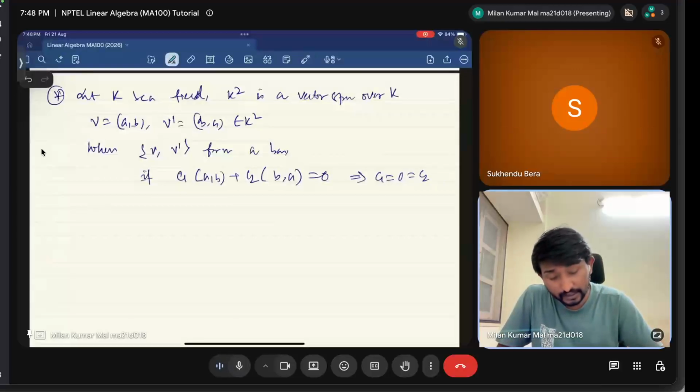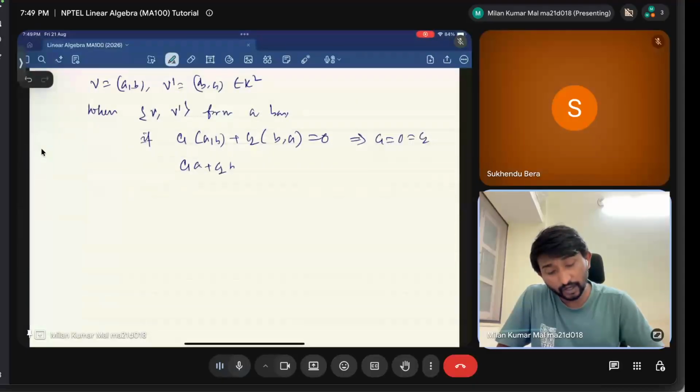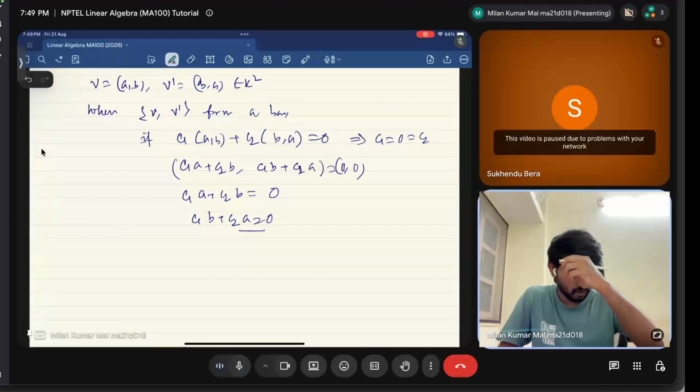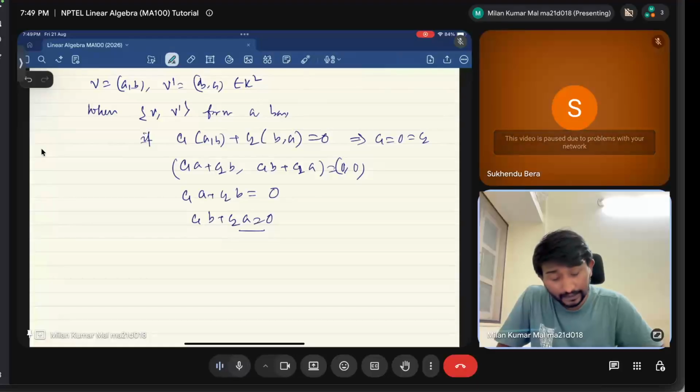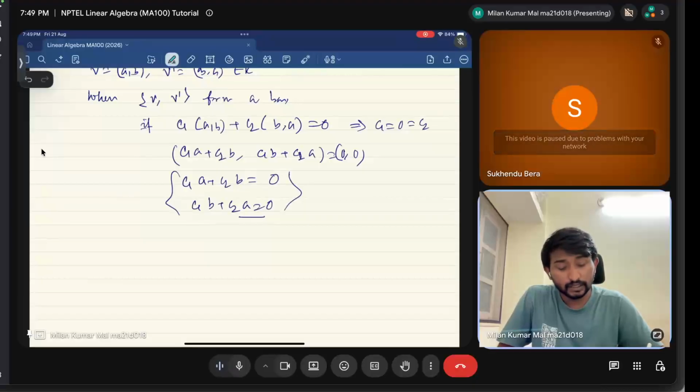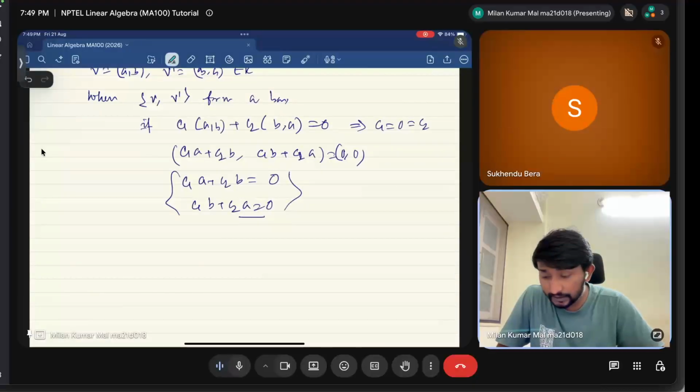So what this means is that C1A plus C2B, and C1B plus C2A, are automatically equal to 0. So this will give C1A plus C2B equals 0 and C1B plus C2A equals 0. Now here it is saying that we have only one choice of C1, C2 to satisfy these two properties, that is C1 equals 0, C2 equals 0. Then what can be the choice of alpha and beta?